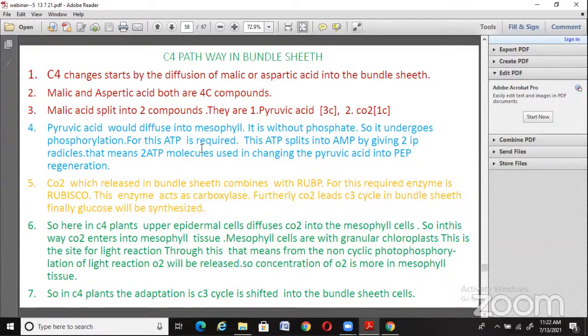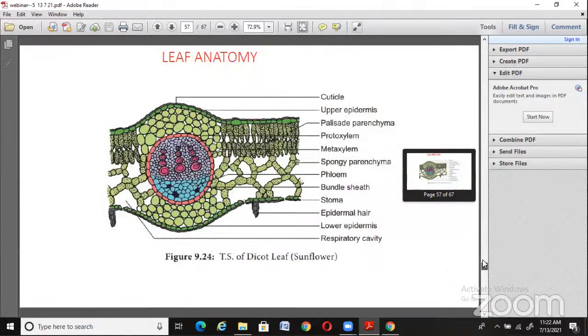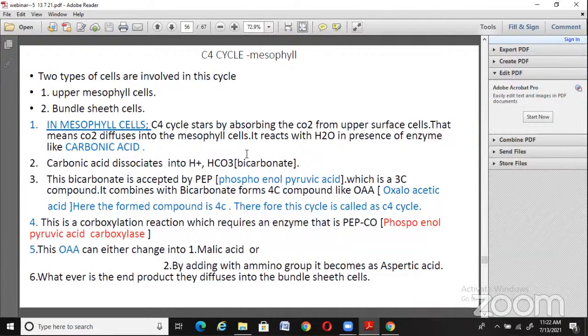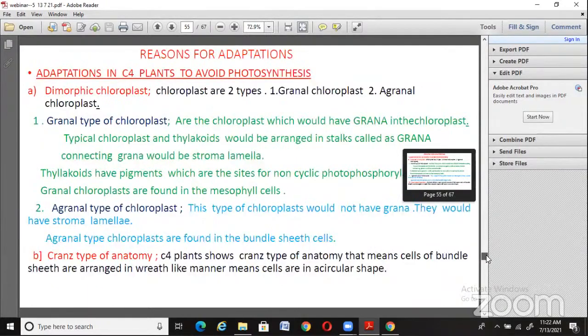What is PEP? We know already that PEP means phosphoenol pyruvic acid. So for the regeneration of PEP, initially, as I'll show you, in mesophyll, bicarbonate is accepted by PEP. So where is this PEP coming from? This PEP is produced in the bundle sheath cells.